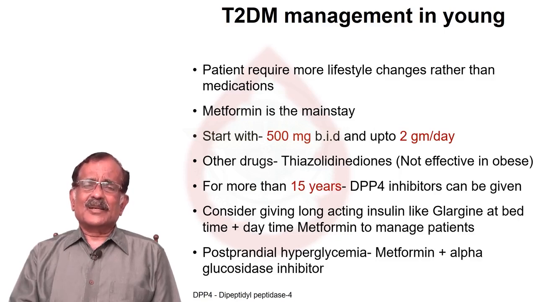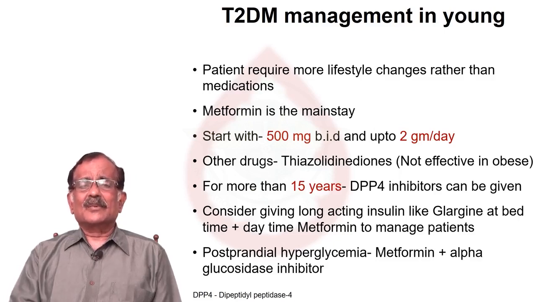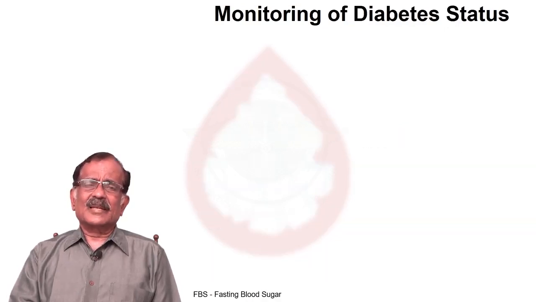But as time goes by, you may come across patients with very difficult to control diabetes, not following the diet properly and all. There you may have to go for a bolus insulin for covering the postprandial spike also. Then, monitoring of diabetes.